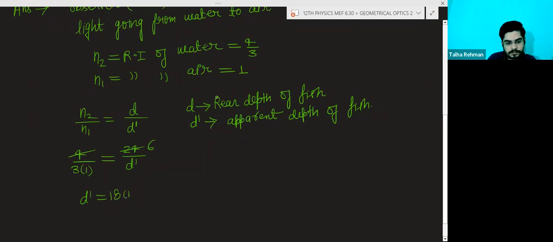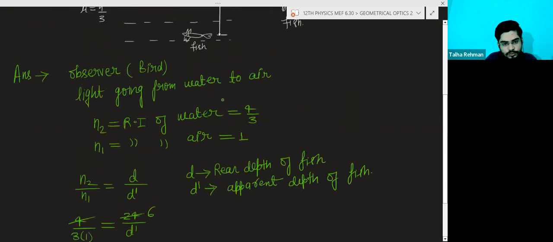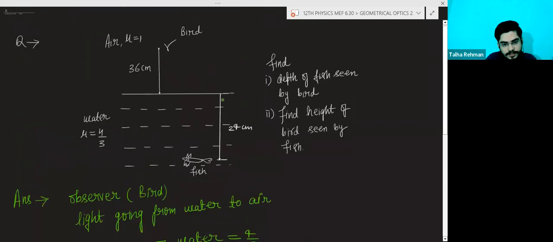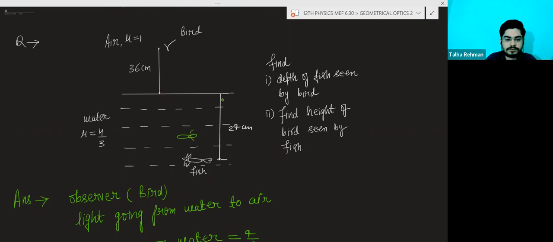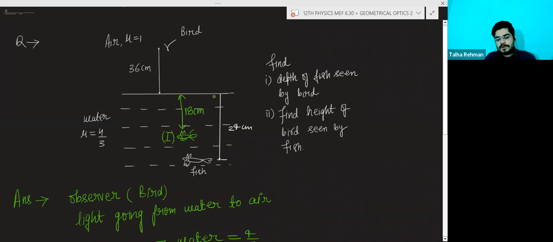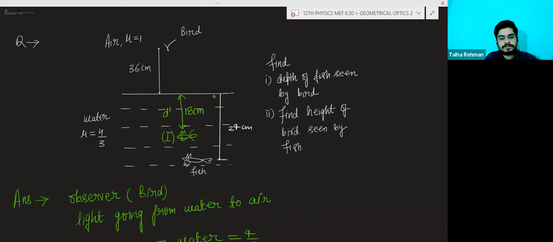centimeter from the surface. So this fish will appear to this bird somewhere here, at a distance of 18 centimeter. Apparent position. Okay, this will be the image, you can say, of the fish. This will be the D dash.